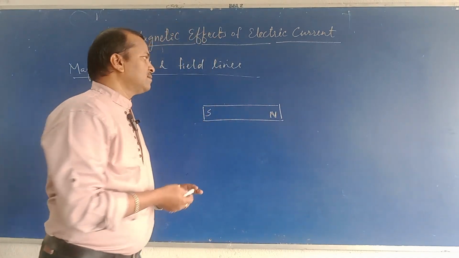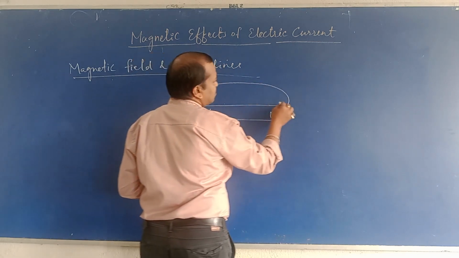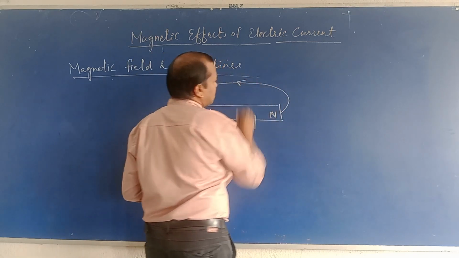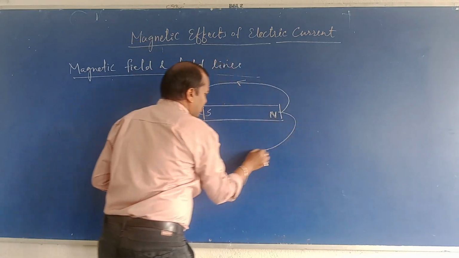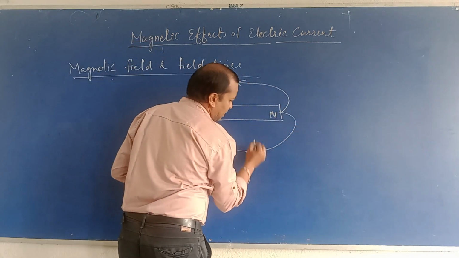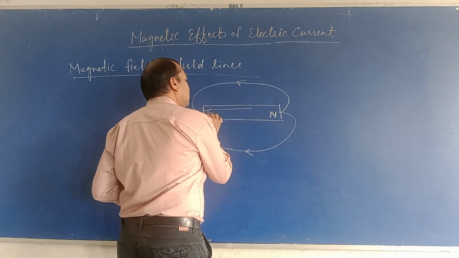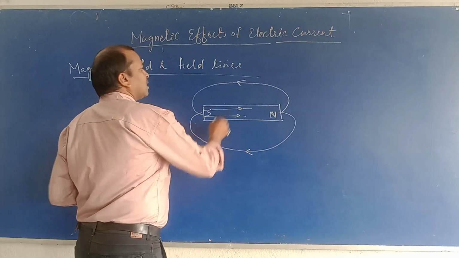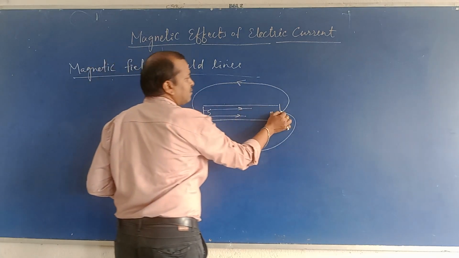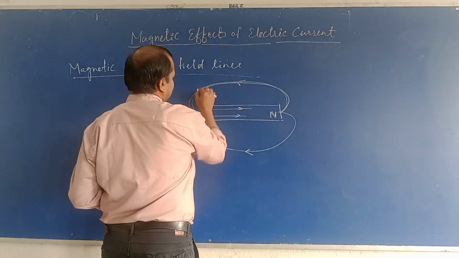Okay. Outside the magnet, we can see the field lines always go from north to south. So we have to give the arrow mark in this way. Okay, clear? And inside the magnet it always goes from south to north. Is it clear? So it comes out from north and goes inside to south like this.